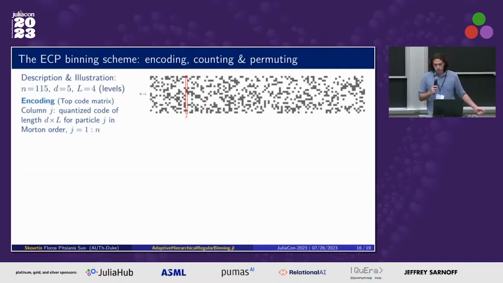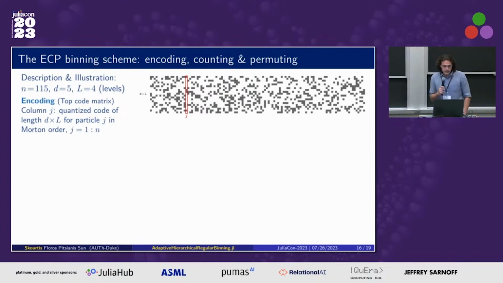All right, so before explaining the ECP scheme, let's figure out what the graph on the right is. Its dark square is considered to be 1, and its blank spot is considered to be 0. So this is binary information. Each column is a Morton code, and Morton codes are computed for each particle in the input space. The D by L rows that we have there are in terms of D, the dimensionality of the input, and L, the maximum level of the tree.